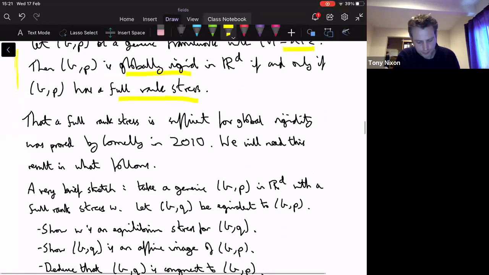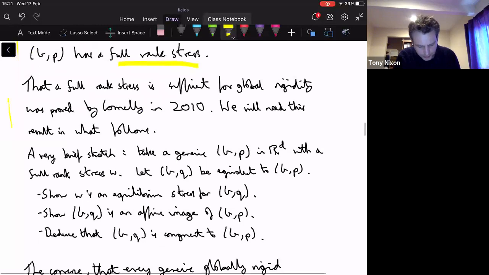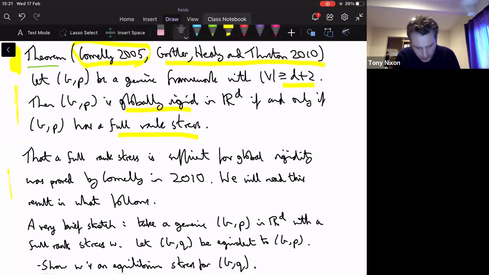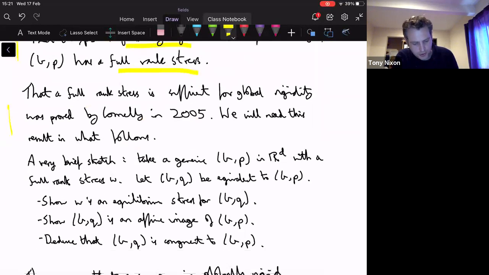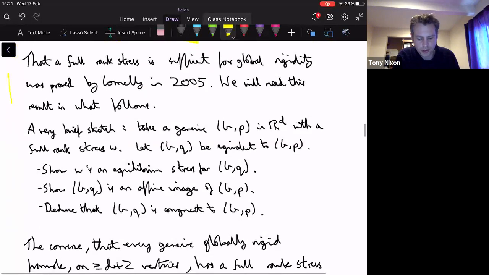Okay. Yeah, so I've said this. So here's a sort of, it was not proved in 2010. What was it, 2005? So apologies for that. So Connelly proved that having a full rank stress in a generic framework guarantees you're globally rigid.